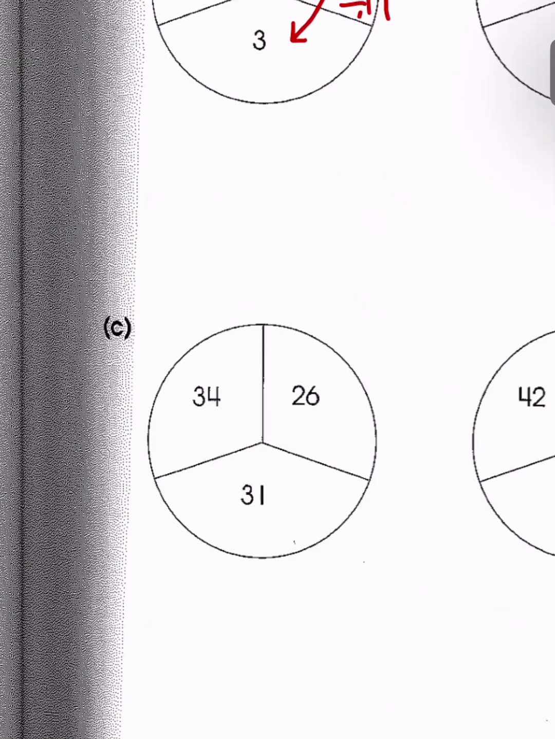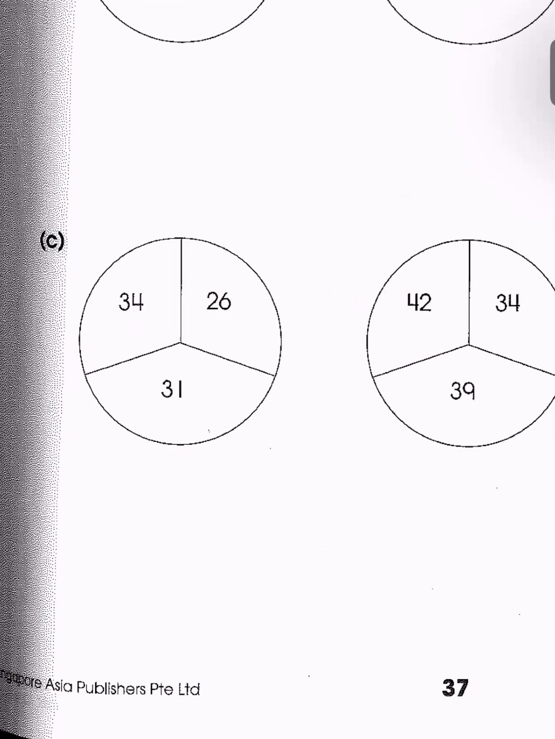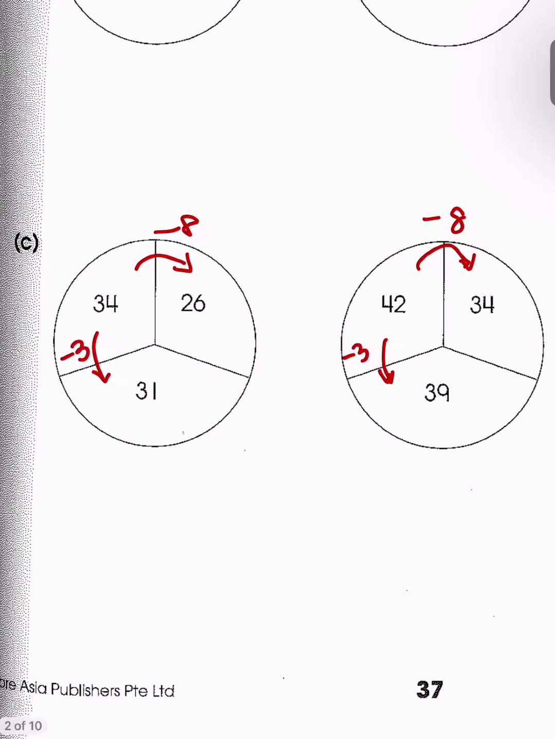Now let's look at problem C. So we have 34, 31, and 26. So from 34 to 31, we subtract 3. From 42 to 39, we do subtract 3, so that part is probably correct. Then from 34 to 26, we subtract 8. From 42 to 34, we do subtract 8, so this is probably the correct pattern. And we also know that we add 5 this way.